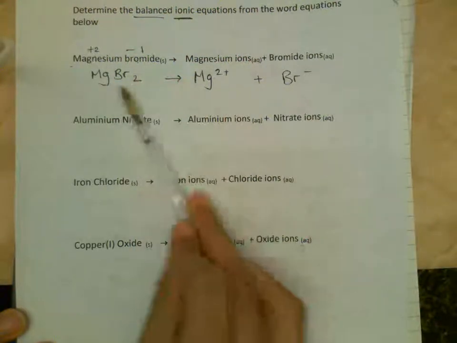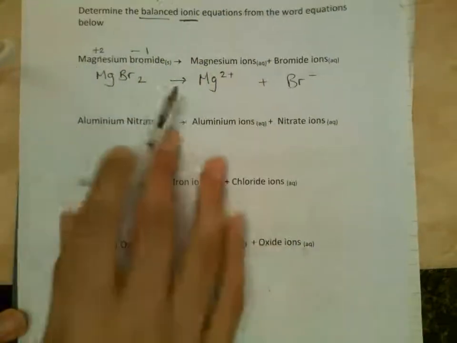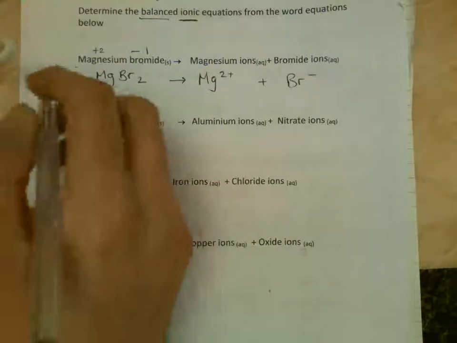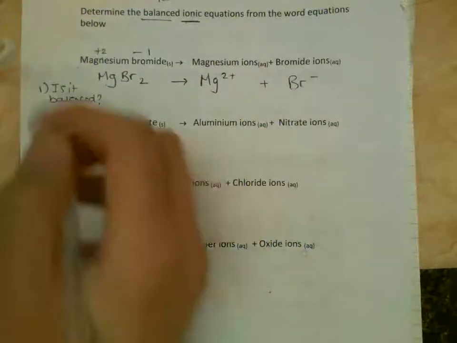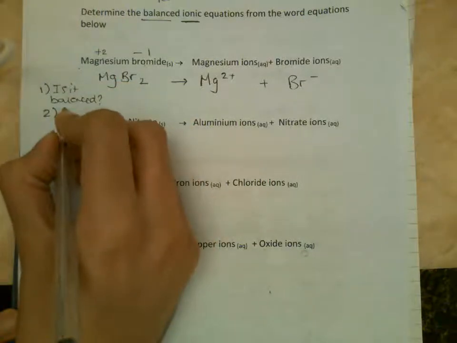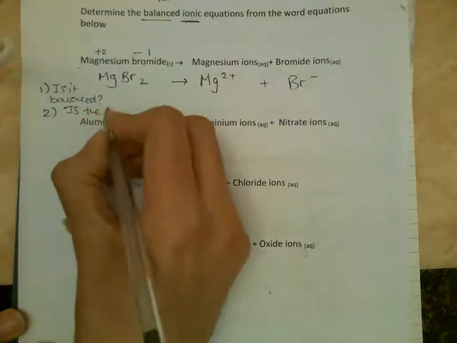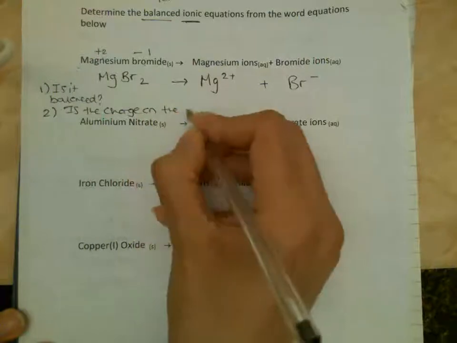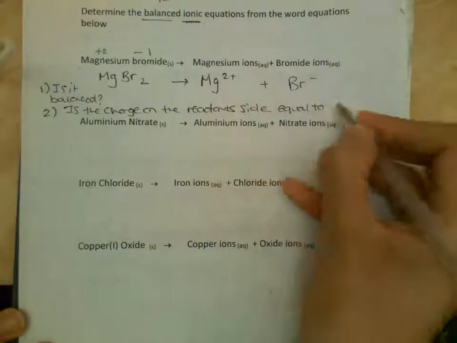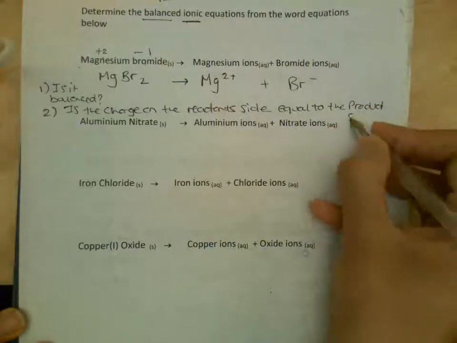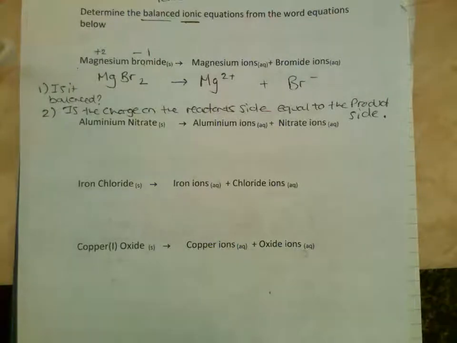Now, if we quickly look at that, when we were looking at ionic equations, my two main concerns were: number 1, is it balanced? And number 2, is the charge on the reactant side equal to the product side? These are the 2 questions you should be asking yourself for every question you do, especially in the sciences. You should always be questioning yourself. So when we're balancing ions, is it balanced? Is the charge of the reactant side equal to the product side?